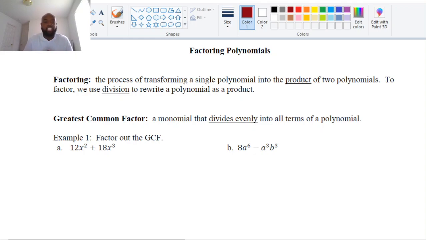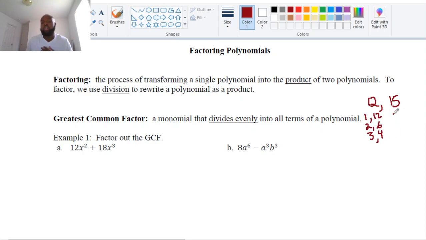And so let's look at what a GCF, or greatest common factor, is. All right, a greatest common factor is a monomial that divides evenly into all terms of a polynomial. For instance, let's just look back at numbers, right? So if I had the numbers 12 and 15, right? Those two numbers have factors, that means numbers that divide evenly into them. For instance, the factors of 12 include, of course, 1 times 12 is 12, 2 times 6, 3 times 4. Those are all the factors of 12, right?